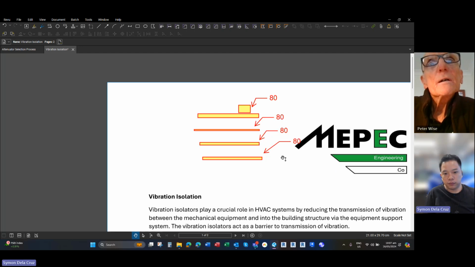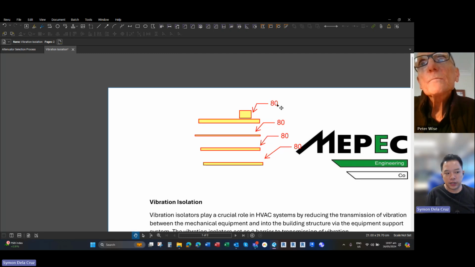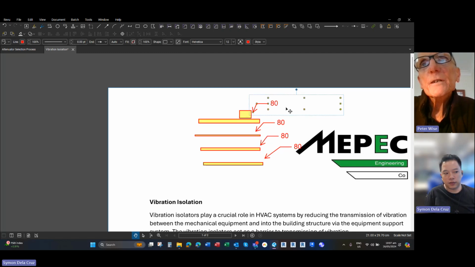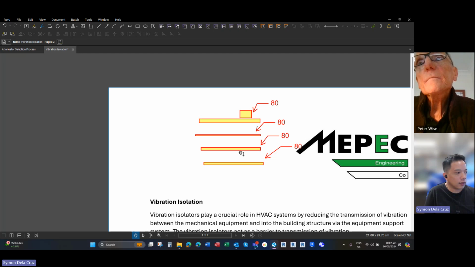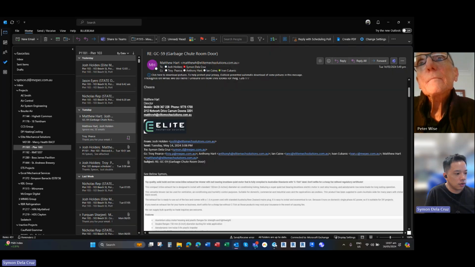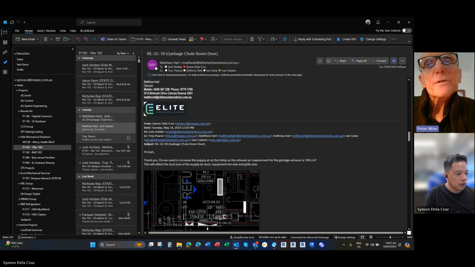But you've got two fans that do 80 litres a second each, so 160. Why have you got two fans? Yep, so it will be 160. Why have you got two fans on this floor? Because there's two garbage chutes. Oh, two separate garbage chutes, are they?